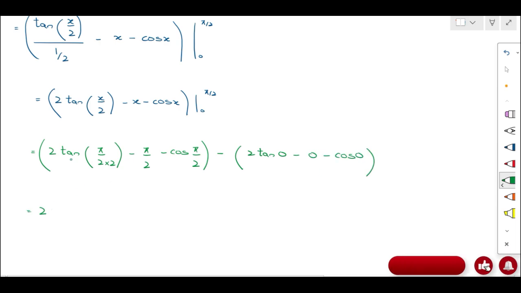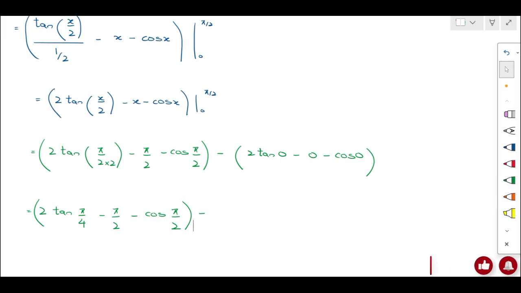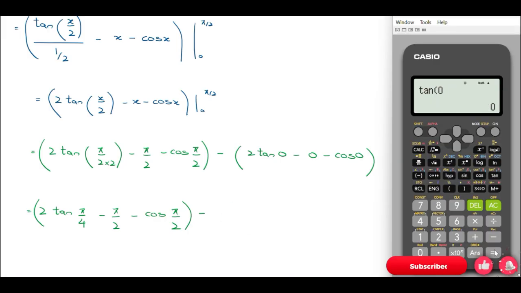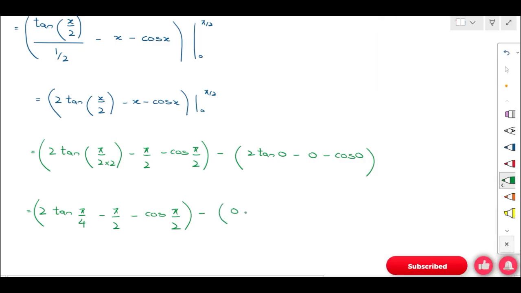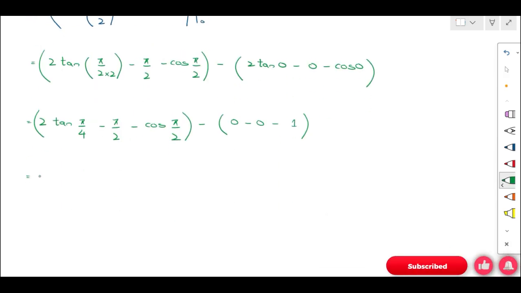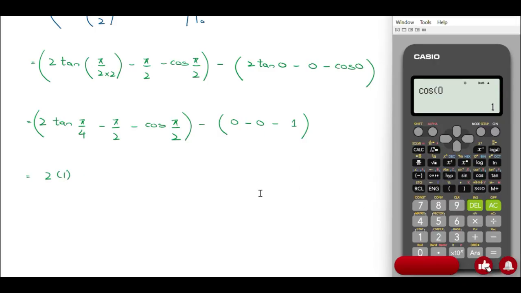Okay, so this is 2 tangent pi by 4, tangent of pi by 4 minus pi by 2 minus cos of pi by 2 minus. Okay, so what is tangent 0 and cos 0? So tangent of 0 is 0 and cos of 0 is 1. So this is 0 minus this is 1, right? Let me simplify this further. We know that tangent pi by 4 is just 1, or you can solve it. Let me show you. Tangent of pi by 4 is 1.